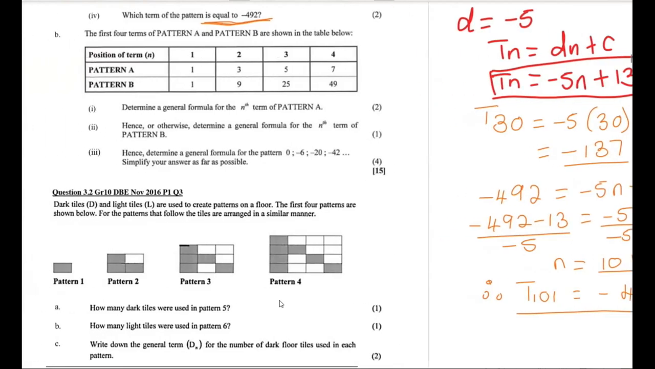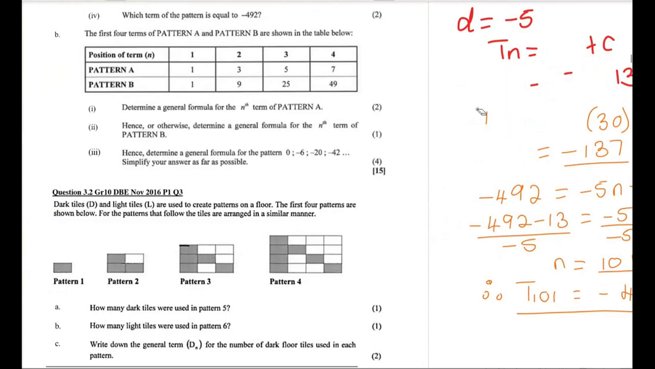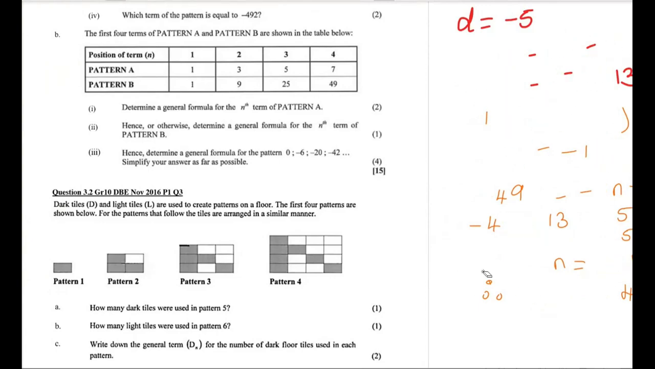Now, question B. Question B says the first four terms of pattern A and pattern B are shown, so we have two patterns here. Find the general formula for the nth term of pattern A. Let's look at pattern A. I'm going to write pattern A here so that we see it. What do you see? What type of pattern is this? 1, 3, 5, 7. That's pattern A.